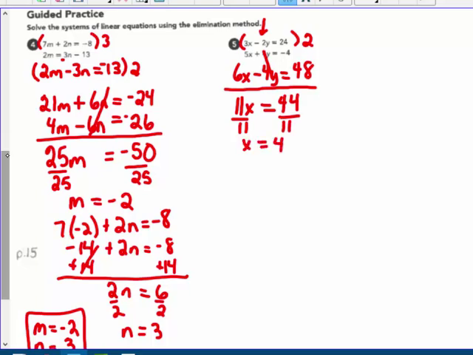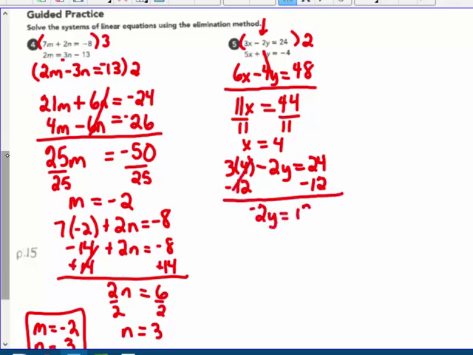I'm going to plug that back into the top equation. 3 times 4 minus 2 times some y equals 24. 3 times 4 is 12. I'm going to subtract 12 from both sides. And I get, very careful, negative 2y equals 12. Dividing by negative 2, I get y equals negative 6. So I think the ordered pair is x equals 4, y equals negative 6, or (4, negative 6), is the solution to this system.